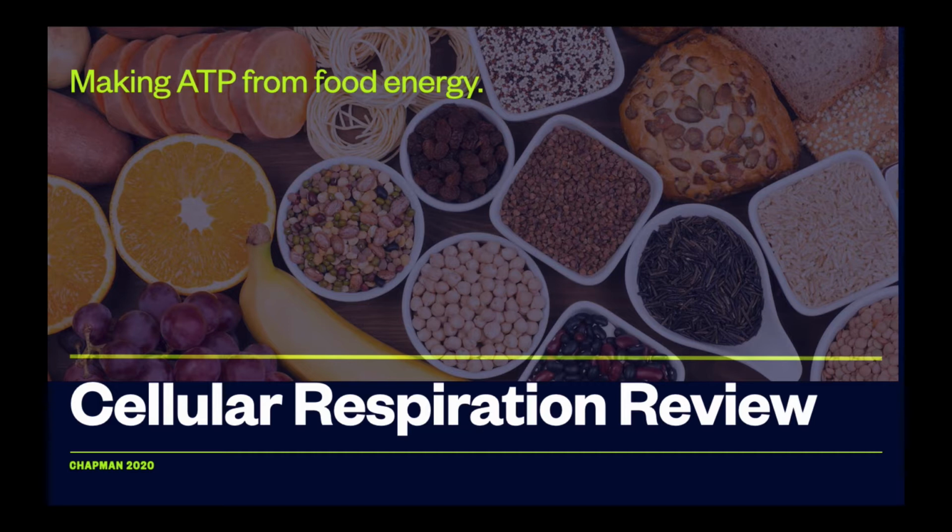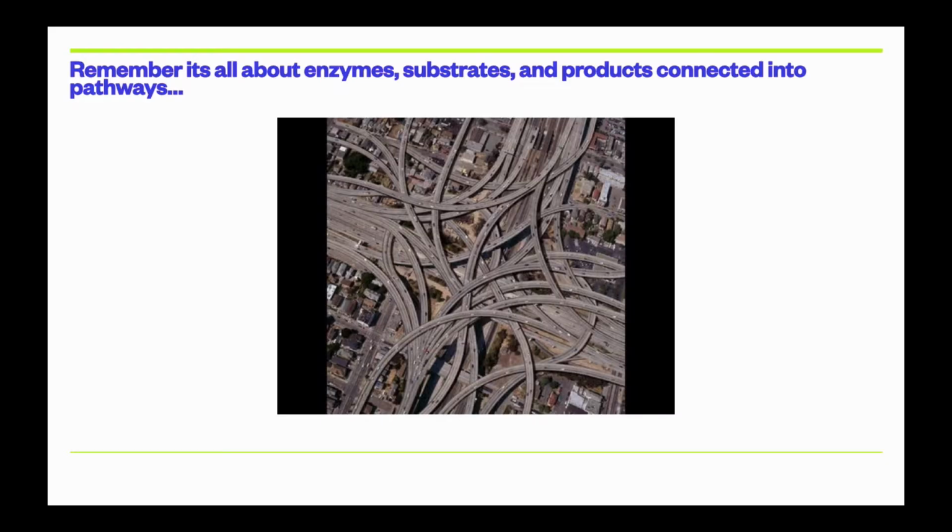And ATP, remember, is the molecule that cells use to make endergonic reactions happen. So cells need a constant supply of ATP to do all the work that they need to do. Now, keep in mind that cellular respiration is an example of a very complex metabolic pathway that involves lots of different enzymes and lots of different substrates. And these substrates are being changed into products that then become substrates for other enzymes.